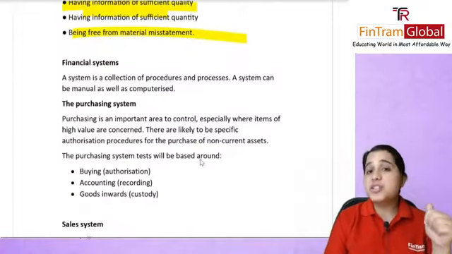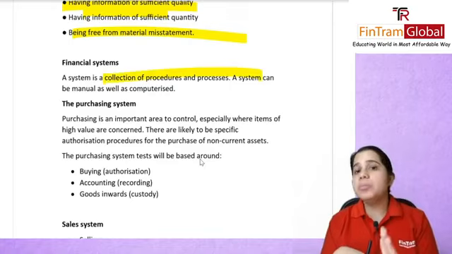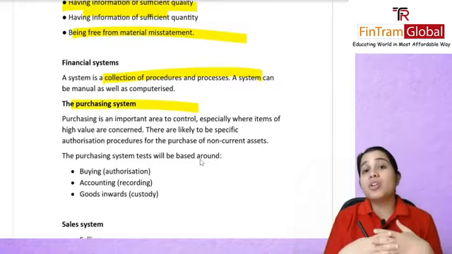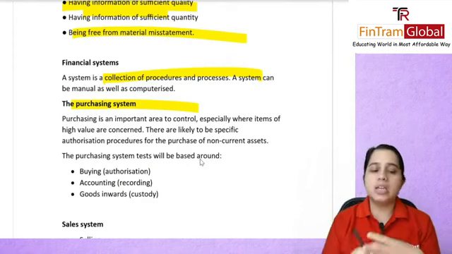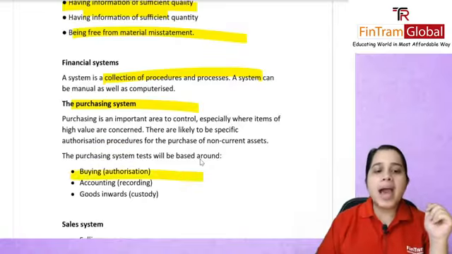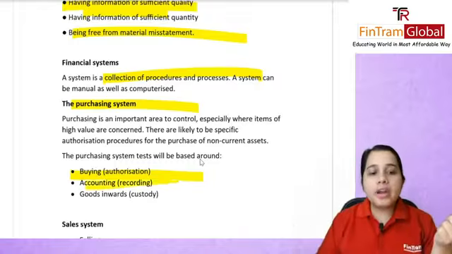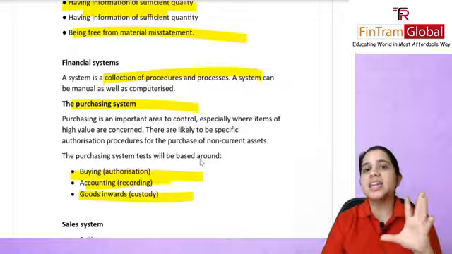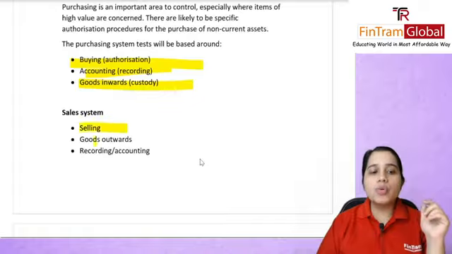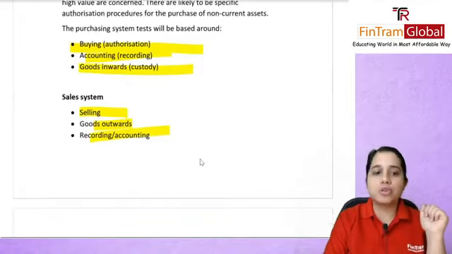Then we talked about the financial system, wherein we said a system is a collection of procedures and processes, and a system can be manual as well as computerized. So you have your purchasing system. This was an important area to control because you are purchasing raw materials or items, and you will have to go through some sort of authorization. Buying will probably need an authorization, with a limit that only certain persons can authorize. You will be recording it, which comes under accounting, and of course goods inward, that is, who will keep them safely in custody. You have your sales system, where goods are going outwards, and you have to make sure that you're recording the entries properly, and whatever money you're getting, recording that also properly.